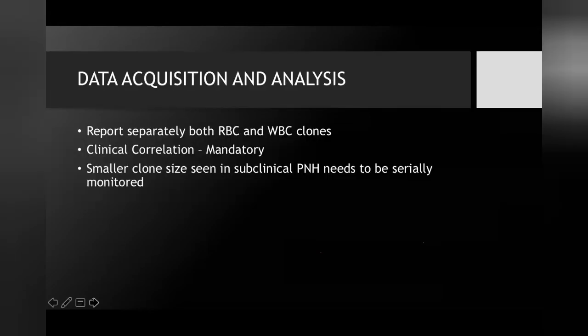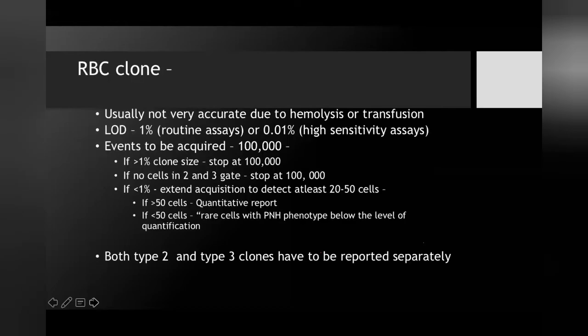Next, please. Now coming to data analysis and reporting in PNH. So you have to report separately both the RBC as well as the WBC clones, and a clinical correlation is mandatory because you will get a smaller clone size in subclinical PNH, which needs to be serially monitored. Next, please. So talking of the RBC clone, assessment of the RBC clone may not be very accurate because of hemolysis or transfusion. So when you give transfused RBCs, the transfused RBCs do not express CD59 so well. So you might interpret them falsely as a PNH type 2 clone.